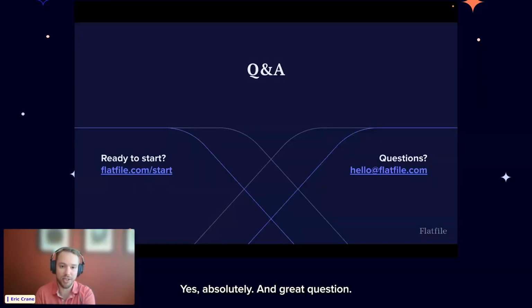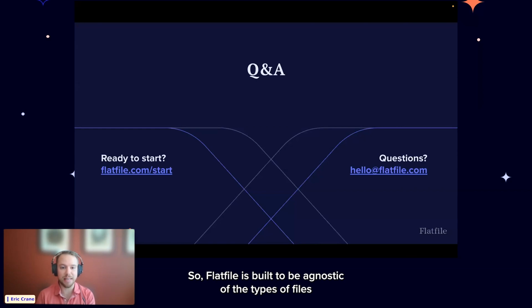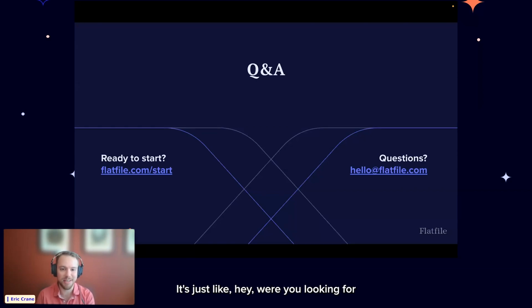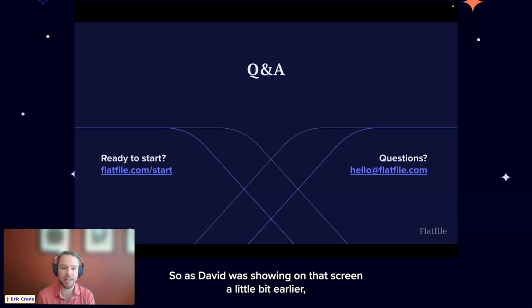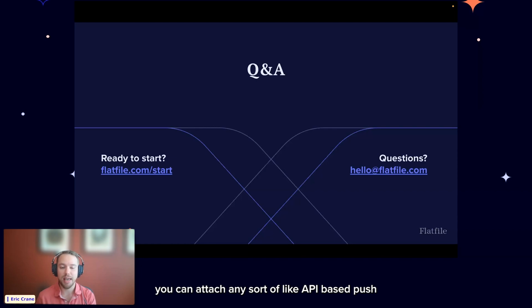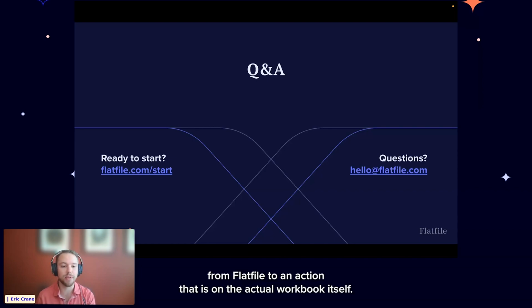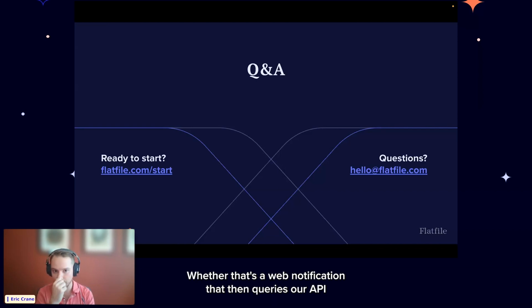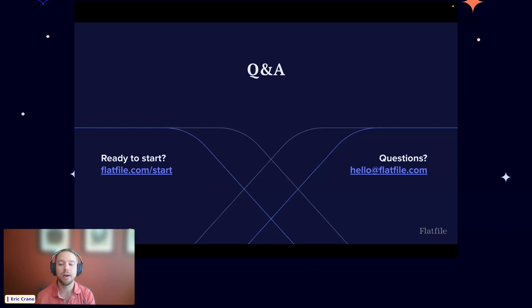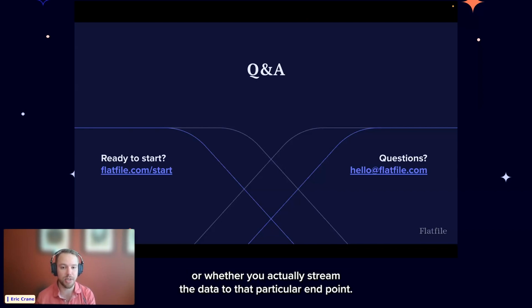Yes, absolutely. And great question. So Flatfile is built to be agnostic of the types of files that you're receiving, right? It's just like, hey, we're looking for flat files to extract, normalize, and then get ready to go. And we're also agnostic to where the data is going too. So as David was showing on that screen a little bit earlier, you can attach any sort of API-based push from Flatfile to an action that is on the actual workbook itself. So the most common thing we see is someone having a button on the workbook that says submit, that takes the data from that workbook and sends it to some sort of endpoint, whether that's a webhook notification that then queries our API, or whether you actually stream the data to that particular endpoint.